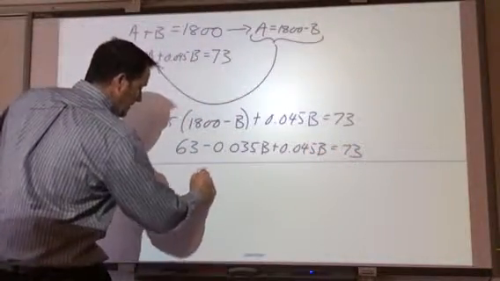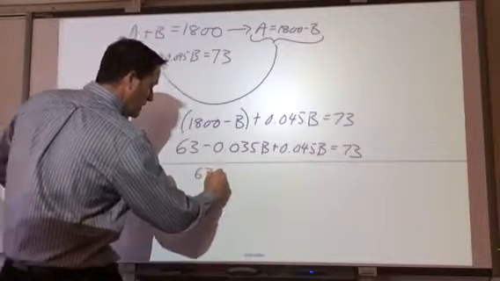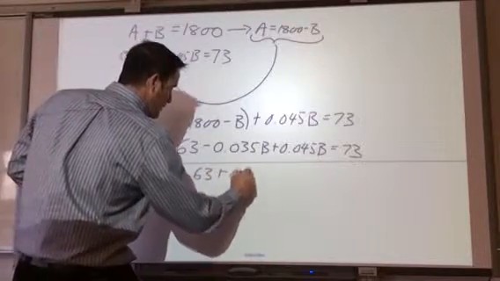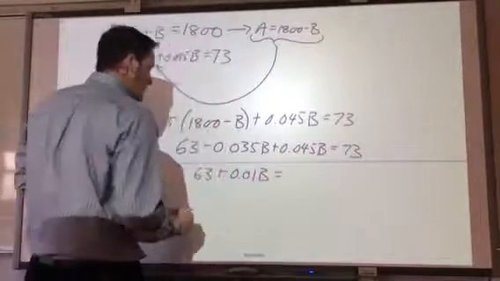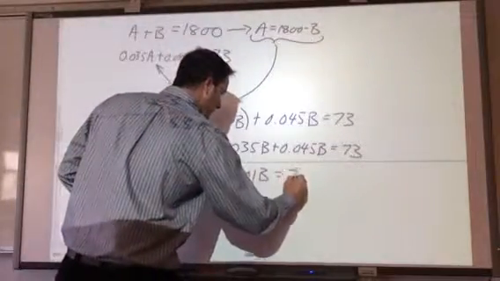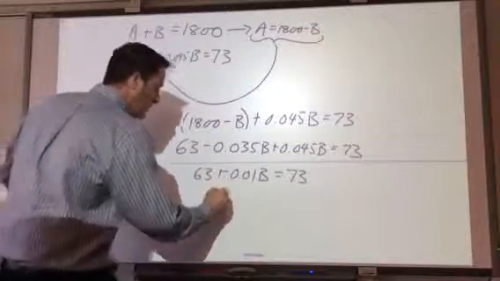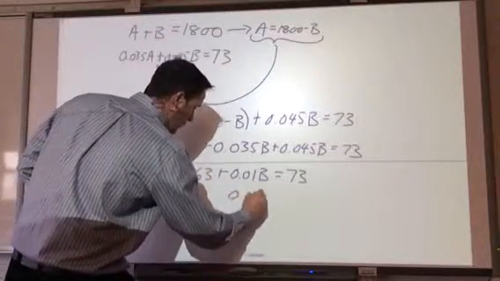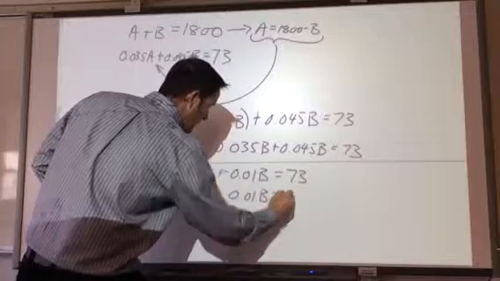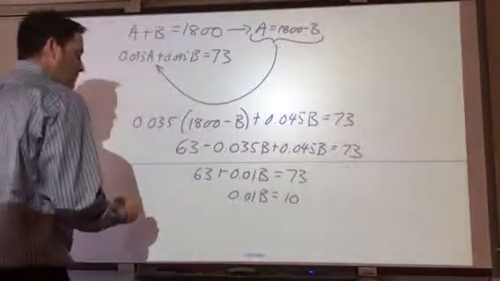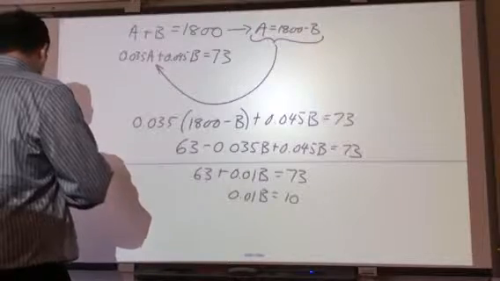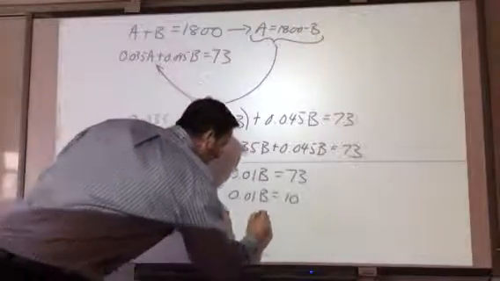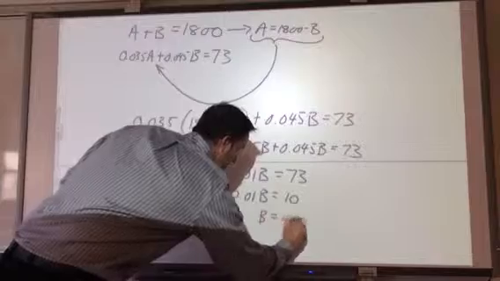That means 63 plus 0.01 B equals 73. Subtract 63 from both sides, 0.01 B equals 10. Divide both sides by 0.01. 10 divided by 0.01. B equals $1,000.